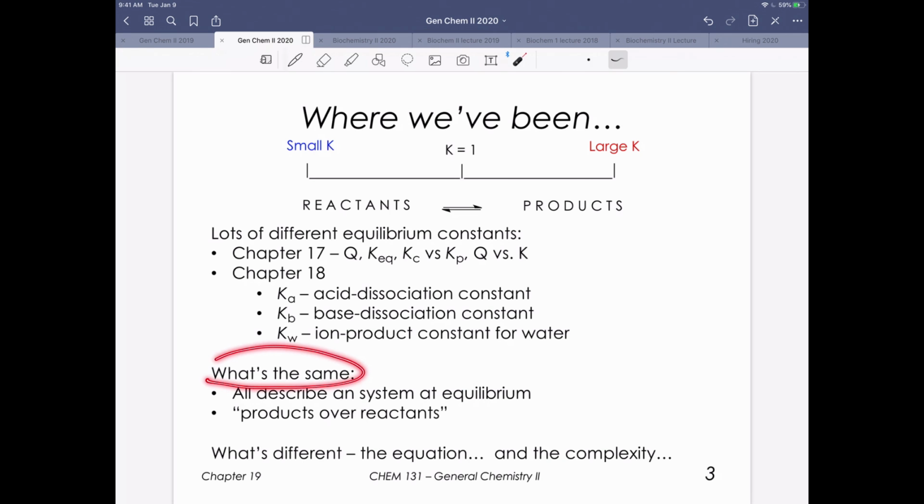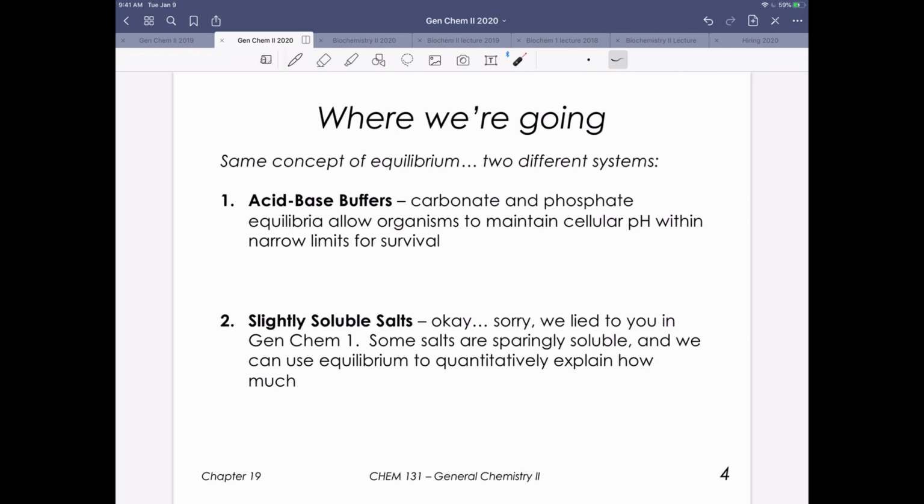So a lot of what we're going to see in this chapter is going to be the same. We're talking about systems that are at equilibrium. Equilibrium constants are written as products over reactants. So again, what's going to become different here is the kind of chemistry that we're talking about, and specifically the complexity of the problems that we'll need to solve. So this chapter is really the culmination of concepts that were introduced in Chapter 17, built on and applied with Chapter 18 in acids and bases, and now really are integrated here in this last chapter.